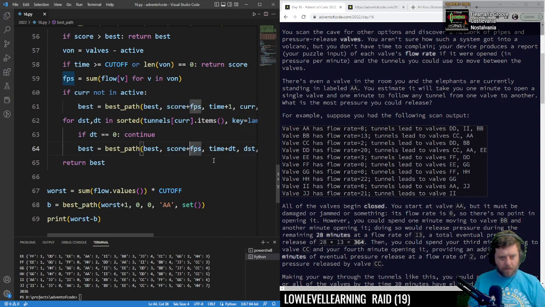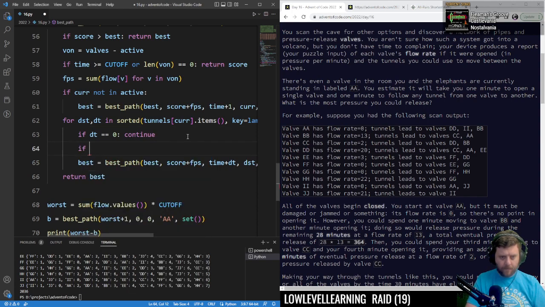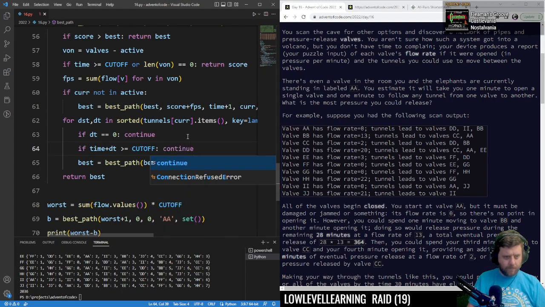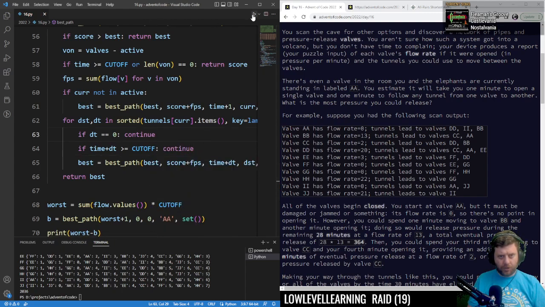Oh, this is my issue right here. So don't move somewhere that's going to overshoot.